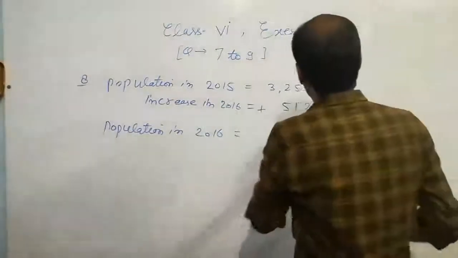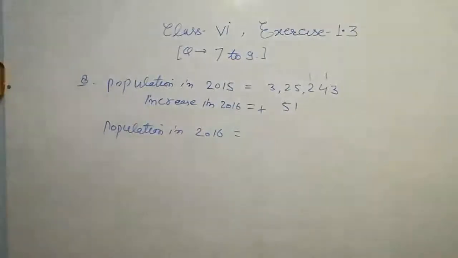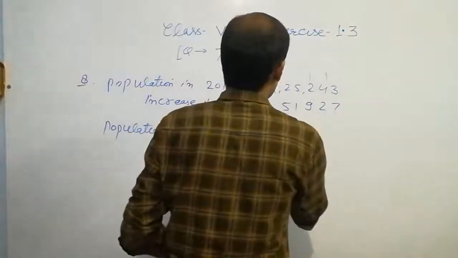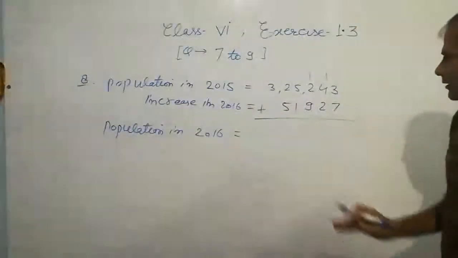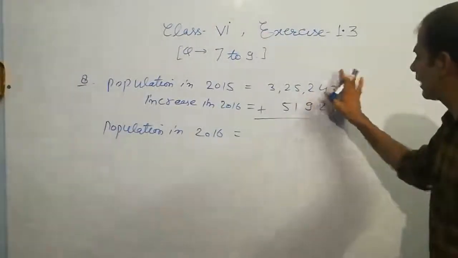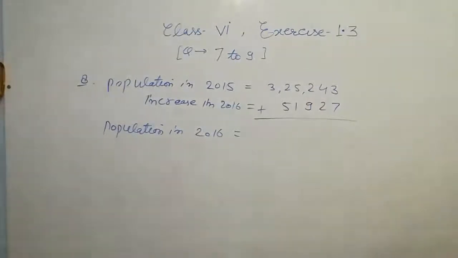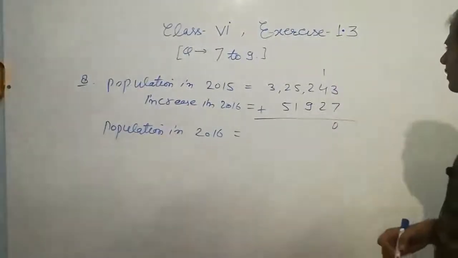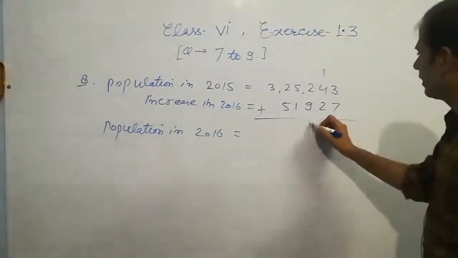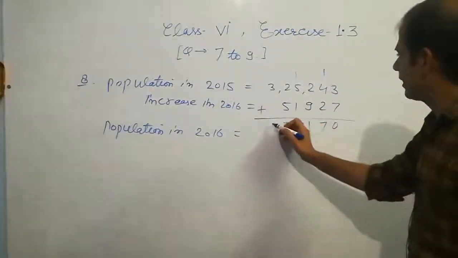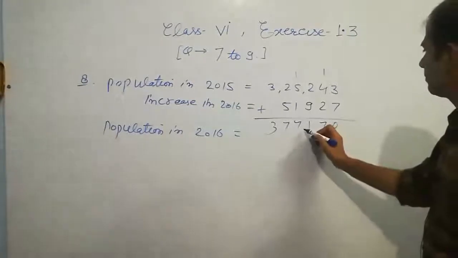The value given is 51,927. Okay, actually our addition was right, but this is the value 51927. Now add these. Okay, so we will get the right answer. So as you know, 3 plus 7 is 10. So we write 0, 1 carry, this is 4 plus 1 is 5, plus 2 is 7, 2 plus 9 is 11, okay, 1 carry, it is 7, 5 plus 2 is 7, and it is 3, and put the commas at proper place.